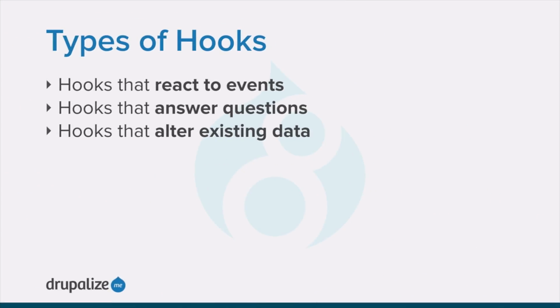I generally categorize hooks into three different types. I think this helps to better understand what kinds of hooks are available and when you should define new hooks in your own code. These three types are hooks that react to an event or action. For example, a user has just logged into the site and you want to perform some custom logic as a result.